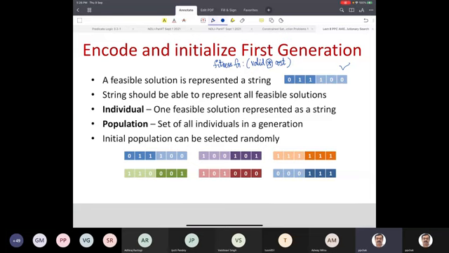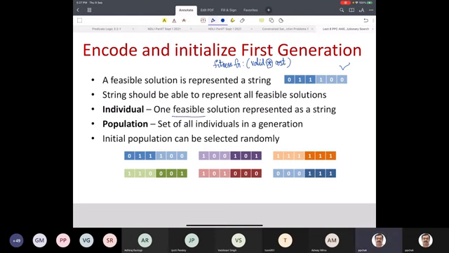So maybe if you have just randomly assigned some edges in the traveling salesman problem, you check how many nodes are visited. How many nodes are visited exactly once, how many nodes may be visited twice, and so on. And you can create a solution. Now, each string is an individual solution.